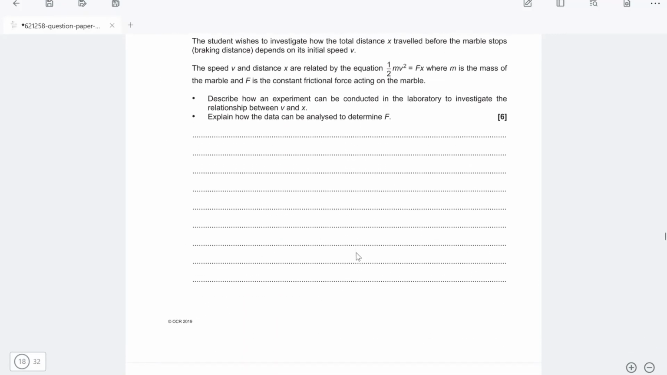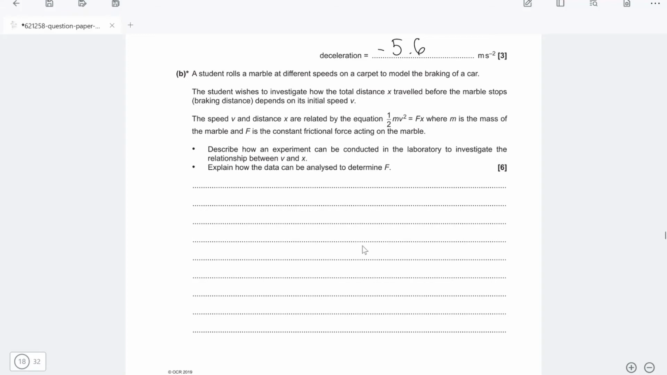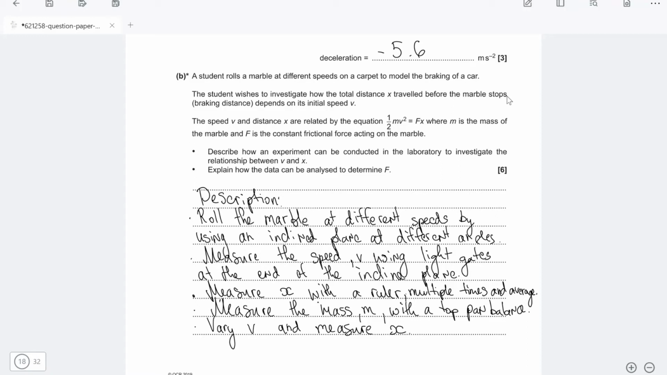Okay, now let's have a look at this 6 marker. We have a student that rolls a marble at different speeds on a carpet to model the braking of a car. We want to investigate the relationship between the distance traveled x and its initial speed v. So the speed v and x are related by the equation half mv squared, that's the kinetic energy, is equal to fx, which is going to be the work done by the frictional force. Describe how an experiment can be conducted and explain how the data can be analyzed.